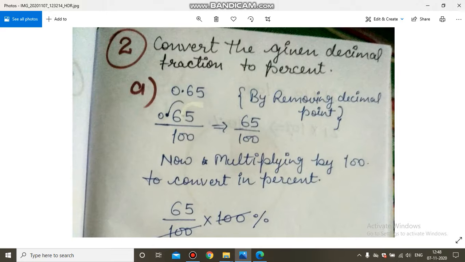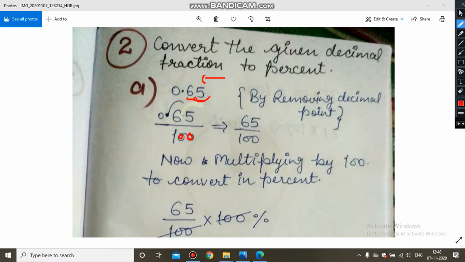So first of all, we will convert it into a normal fraction. You can see students, here the point is placed after two digits, from the right hand side. That's why first of all we have to remove this decimal point and convert it into a normal fraction. I have written here that we will divide it by 100. How many zeros are there in 100? Two zeros are there in 100. That's why we are dividing it by 100.